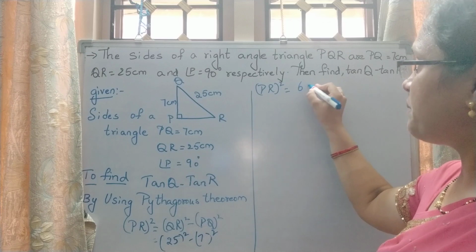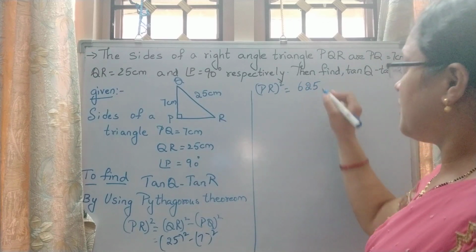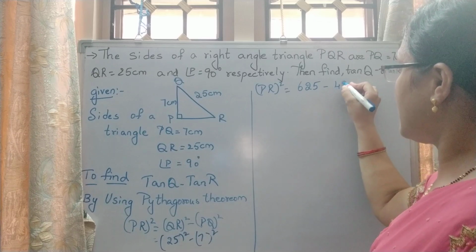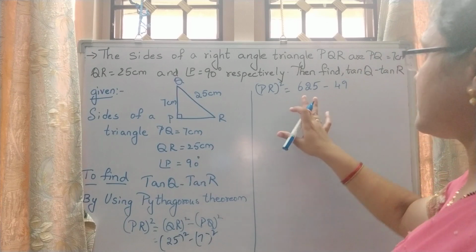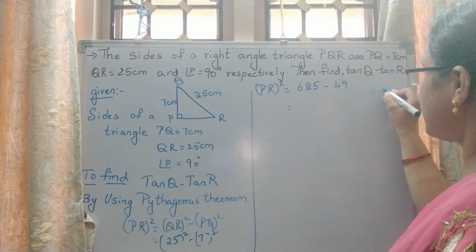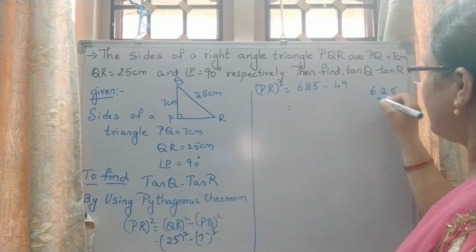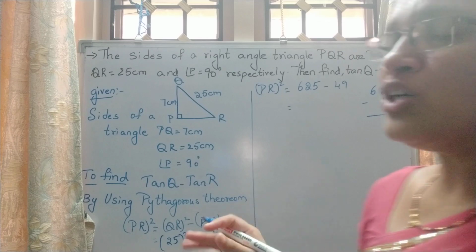Yes, please multiply them properly. 625. 625 minus 49. Why? Because this is 7 square. Yes or no? Yes. Now 625 minus 49. So please subtract that properly. I know you are 10th class, but still there is nothing to be ashamed of, children.